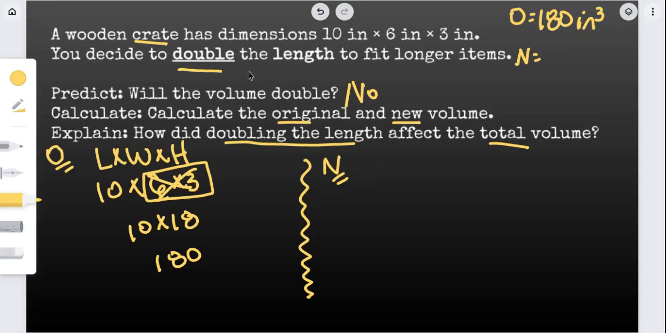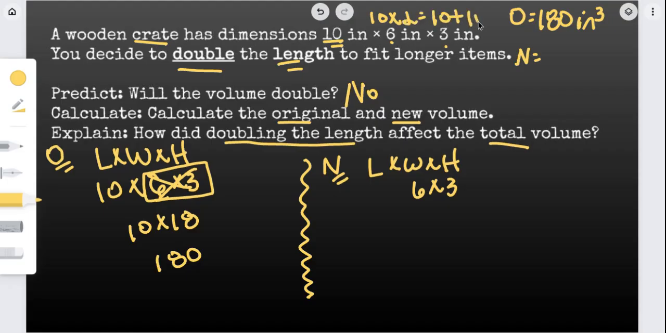Now for the new volume, I have to keep in mind that only the length is doubling. So I remember length times width times height. Because the width and the height are not changing, I'll go ahead and plug those amounts in. 6 times 3. Now to pay close attention to my length is 10, and doubling is the same as saying times 2, so it would be 10 times 2, or you could just say 10 plus 10. Either way you look at it, 10 times 2 gives me 20, and 10 plus 10 also 20. So I'll write down my new doubled length of 20.